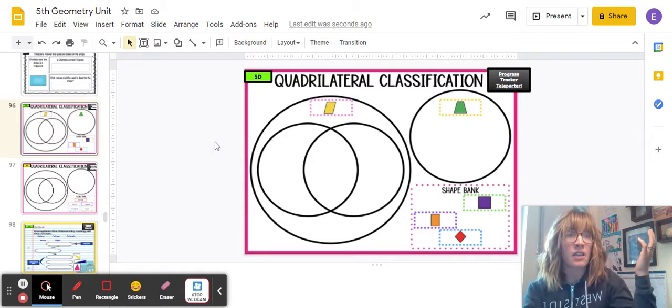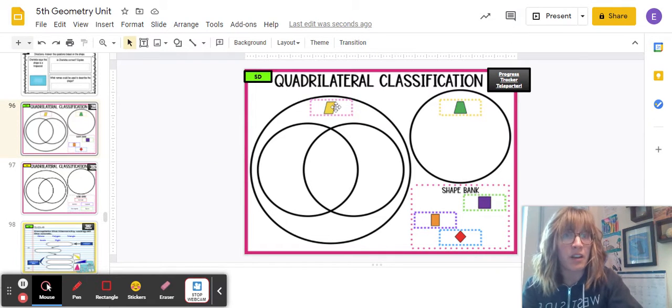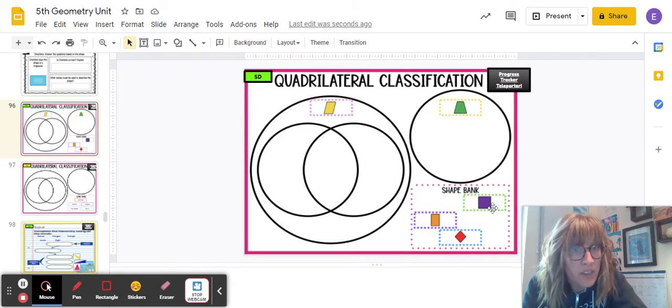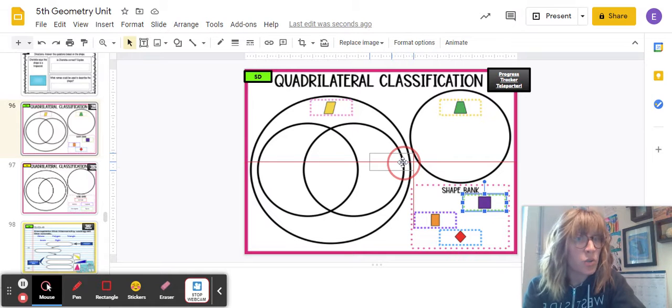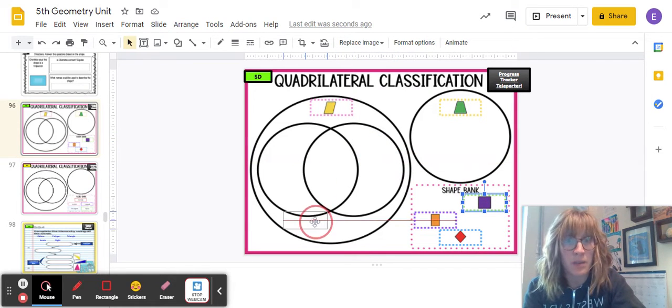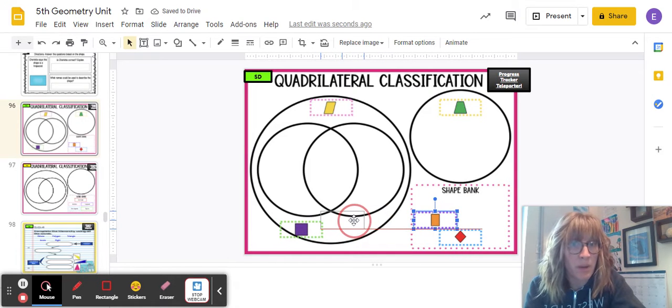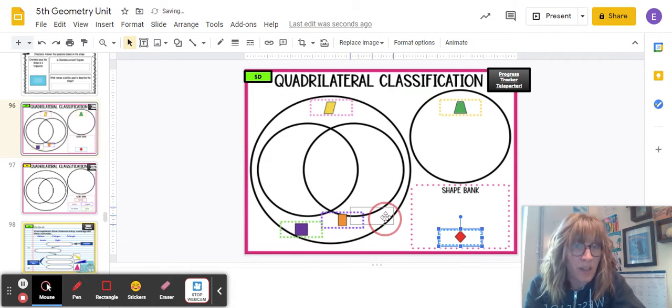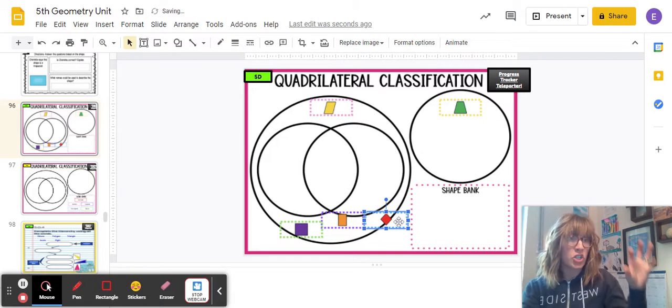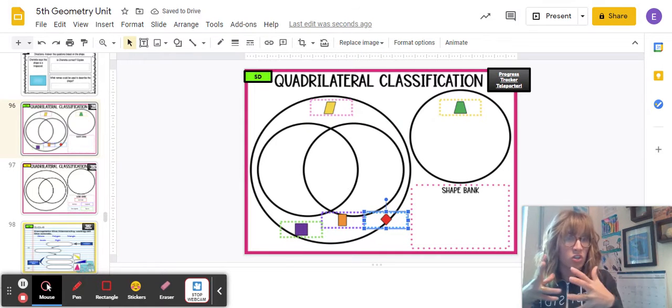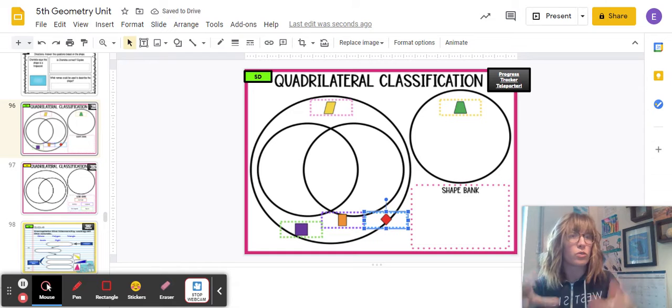So then we want to say, well, is this parallelogram here in the right spot? And where will these ones go? So let's see, we have this purple one, it has two sets of parallel lines, so we know it's going to be a parallelogram. We know this has two sets of parallel lines, it's going to be a parallelogram. Two sets of parallel lines, parallelogram. So all of our shapes have been moved to their initial home, their initial grouping.